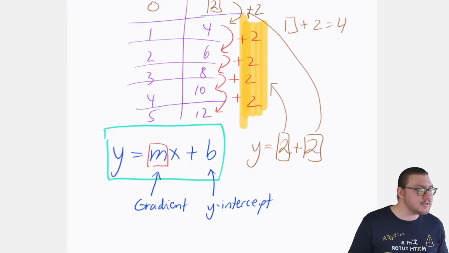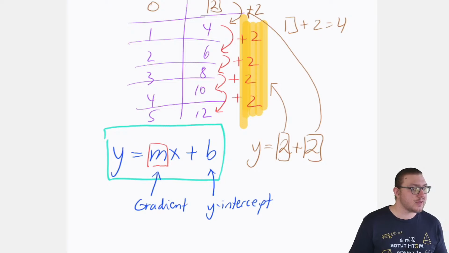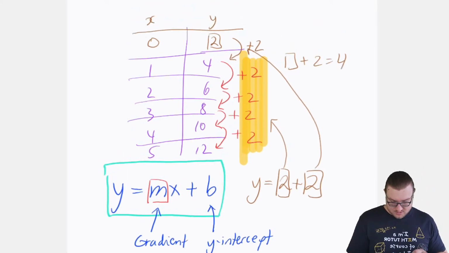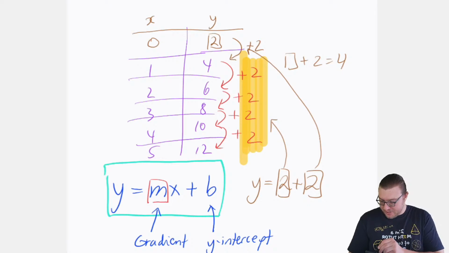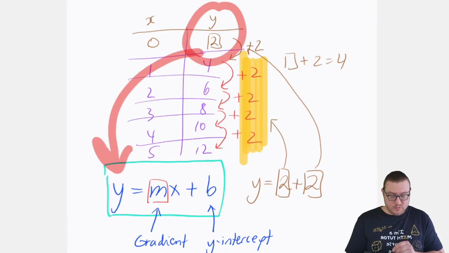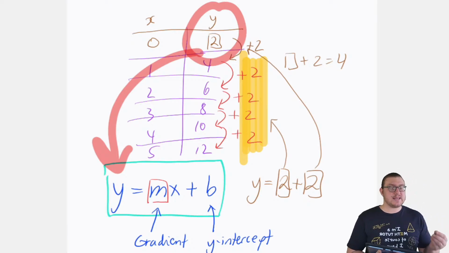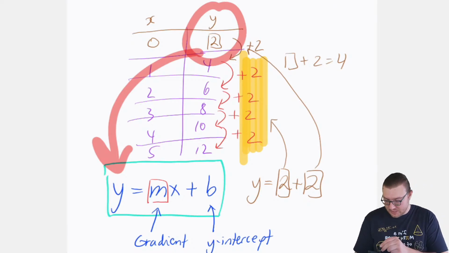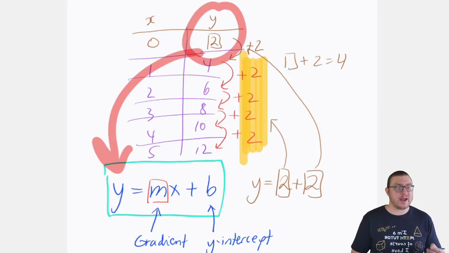If y is 2, then why wouldn't 2 replace y? Oh, right. Let me just check. I think what you're saying is, if this y is 2, why wouldn't y be replaced with 2? Well, that's actually a very good question. Let's have a look at what happens if we replace y with this 2.